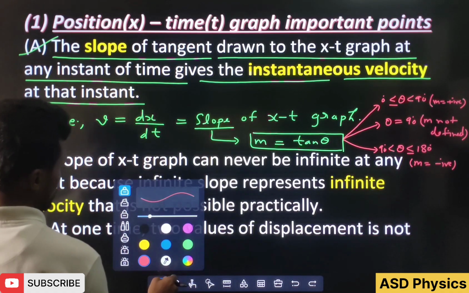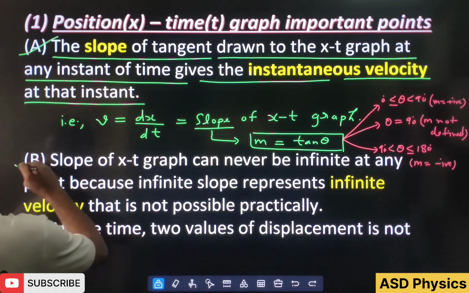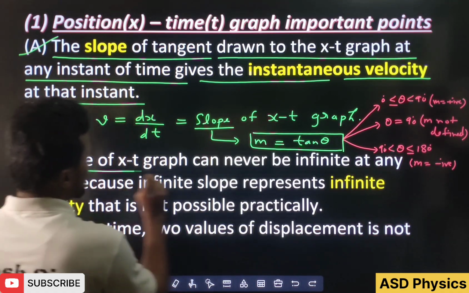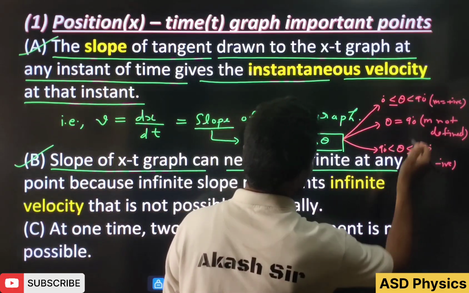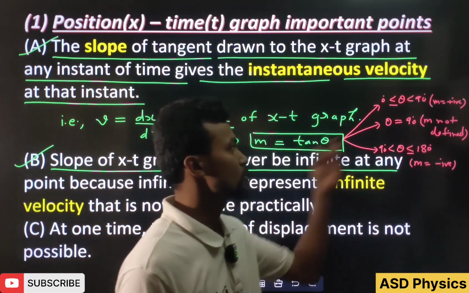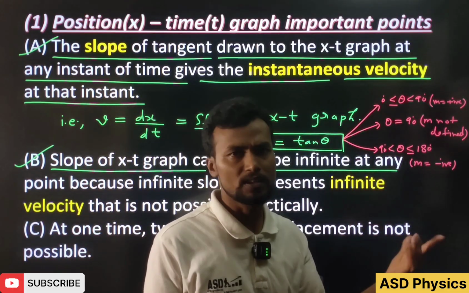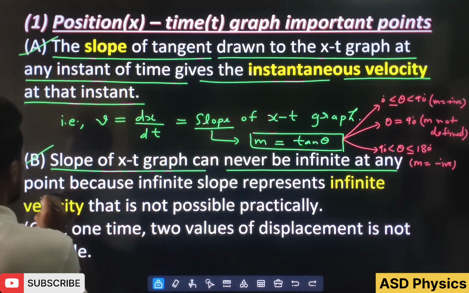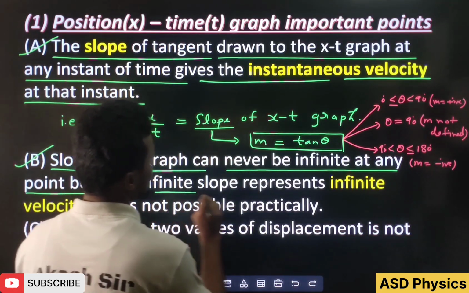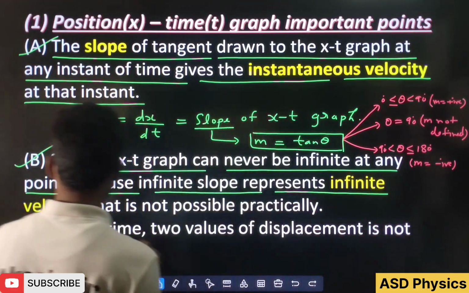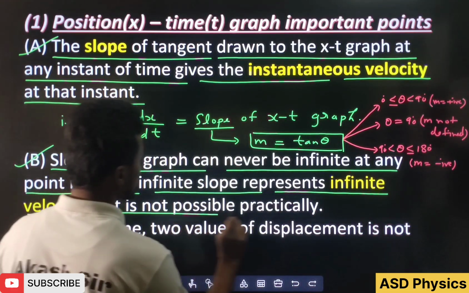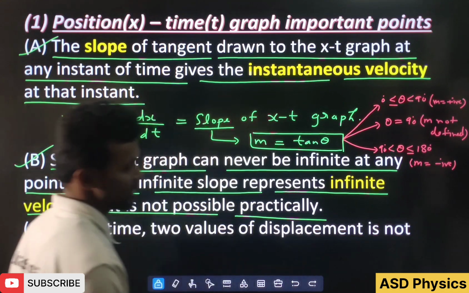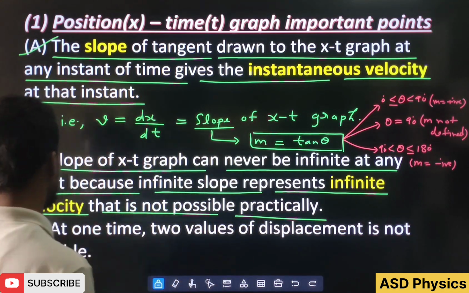After that, the next point: the slope of the XT graph can never be infinite, as I have told you, because for infinite M, theta is 90 degrees, which is not defined, okay? The slope of the XT graph can never be infinite at any point, because infinite slope represents infinite velocity, which is not possible practically. We are going to see how that comes.